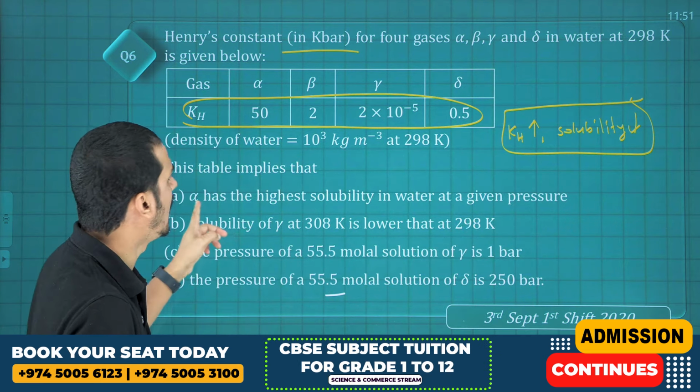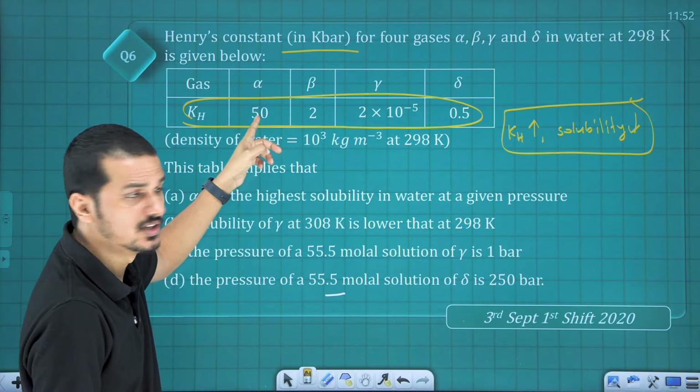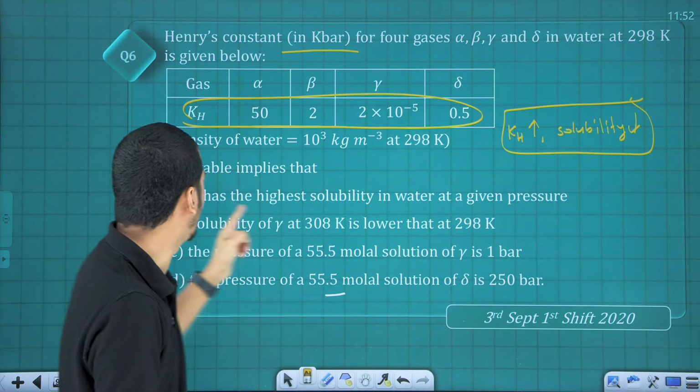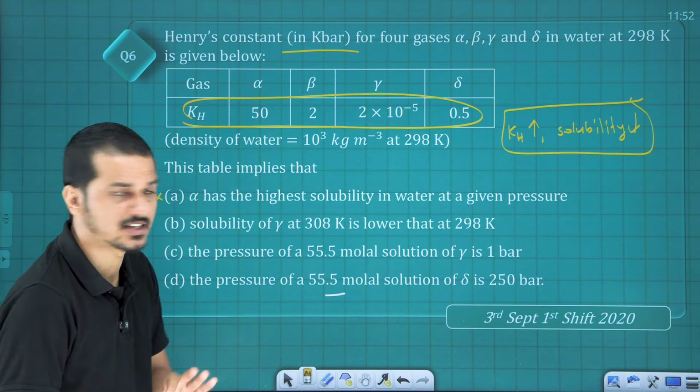We can look about what? Alpha. Alpha has a high KH value, so its solubility will be very less. So what are they telling? Alpha has the highest solubility. Wrong. That statement is wrong. What about the second statement?